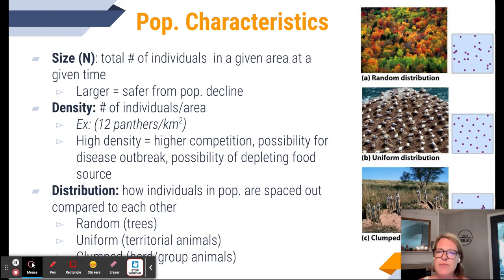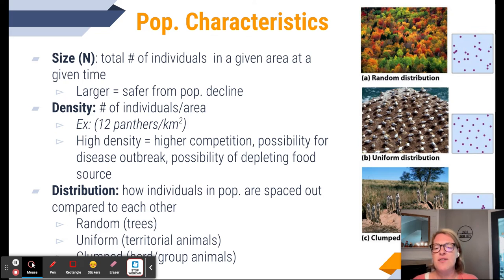And so, the first thing would be the size of the population. The size of the population is denoted with a letter N, and it's basically just the total number of individuals in a given area at a given time. So larger populations tend to be safer from population decline, but not always. There's always exceptions to that.